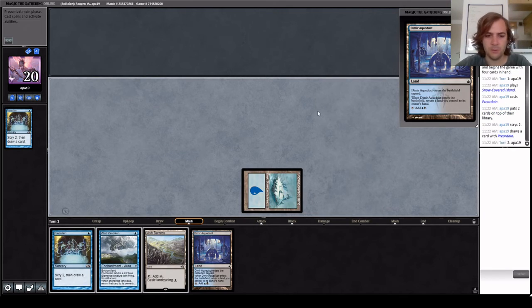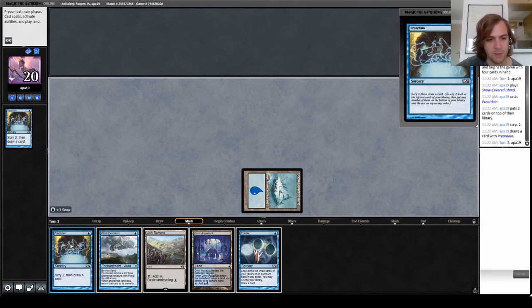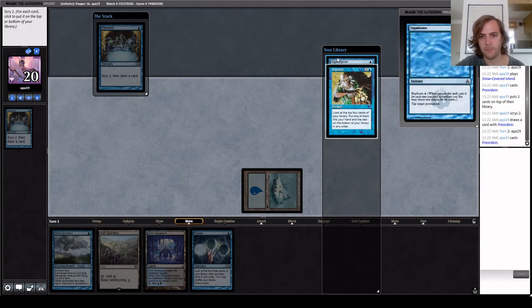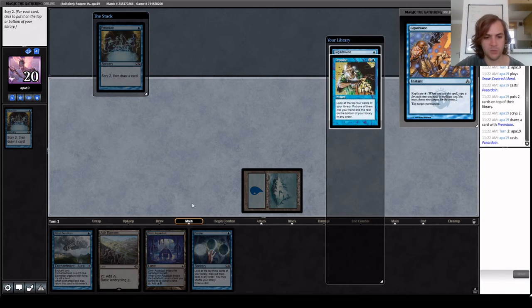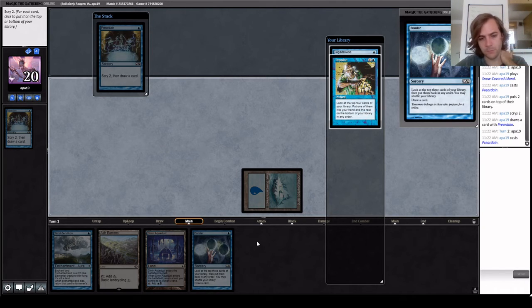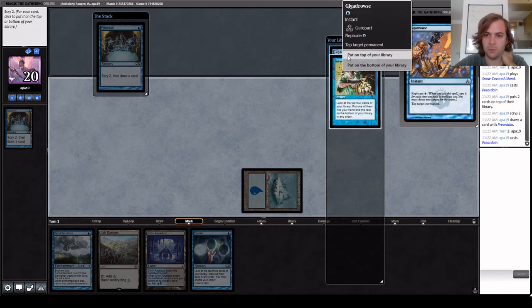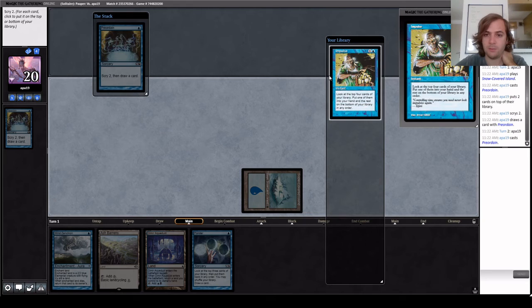So an important thing to know about cantrips is that you always want to know what you are digging for, right? So in this situation, what we are digging for are the free spell and a kill spell, right? So in that regard, Gigadrowse, for example, we know it's not what we want. And then we have cards like Impulse, which are just digging, right? It digs 4 deep, but we already have a Ponder, so I'm not really sure what's the correct play here.